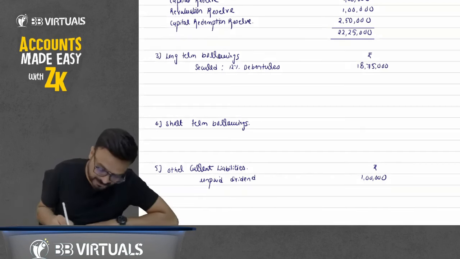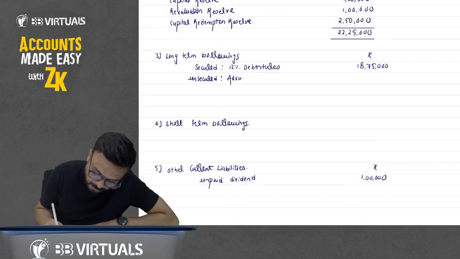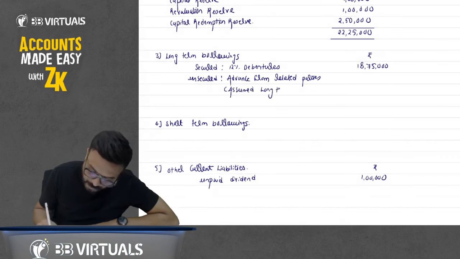So write down there: unsecured advance from related parties. Write in brackets: assume long term borrowing.